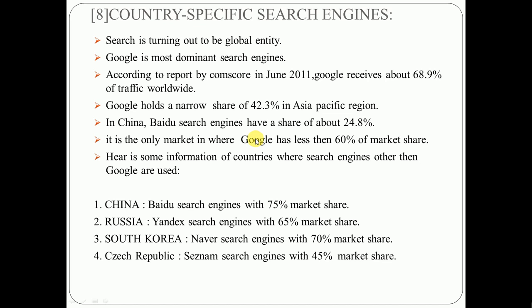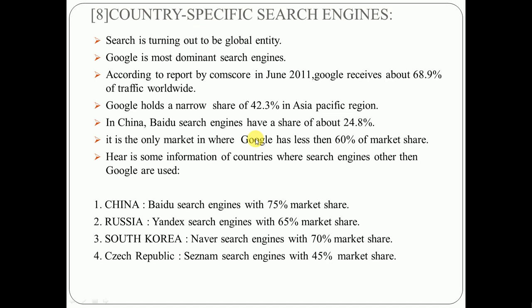According to a report by comScore in 2011, Google receives about 68.9% of traffic worldwide. See what this says, that comScore has generated a report in June 2011, and out of 100% we can say Google receives 68.9% of overall worldwide traffic.